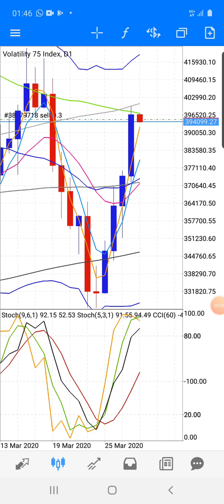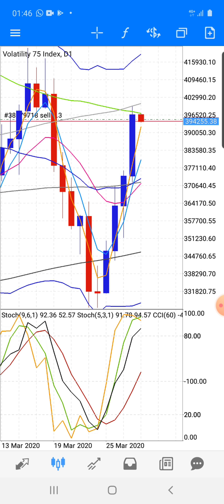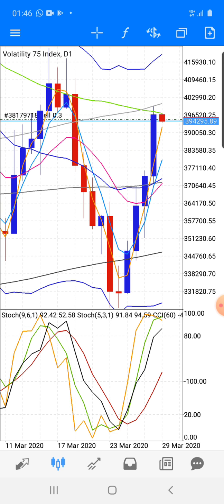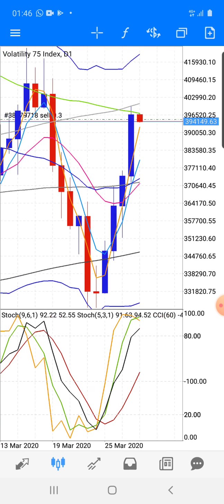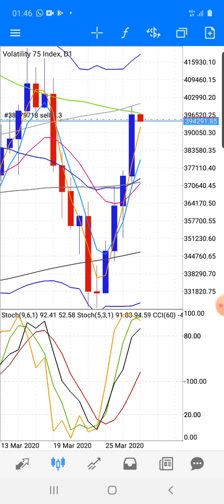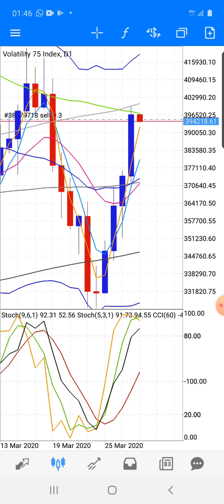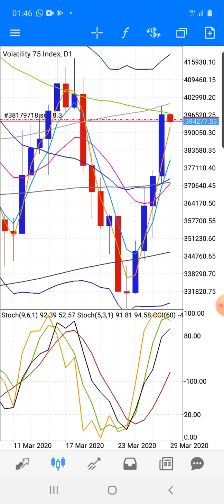Now, in this particular ATM Plus video, I'll be showing you how we analyze. I've shown you many examples like this, but let me show you yet another one. Now, we'll start on the daily time frame, and what we want to see on our indicators, that's the stochastic 961, stochastic 531, and then also the CCI if you need confirmations.